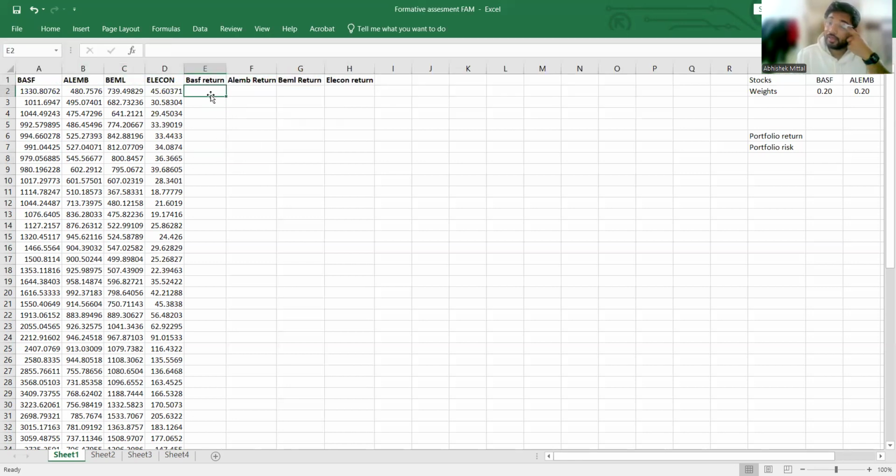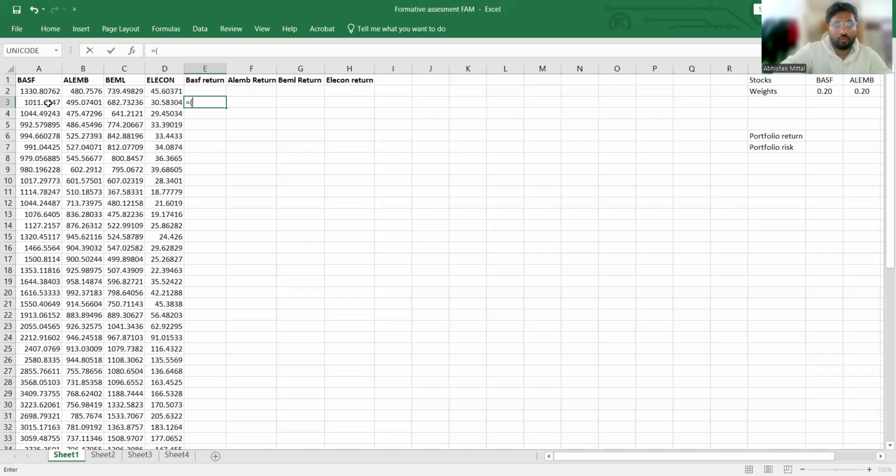So the question arises, how do we calculate it? The first column is empty because in the first month, the first year, there is no return. We start in the second column. If you start any formula in Excel, you start with the equal sign. First we calculate the BASF return. The formula is B2 minus B1 upon B1, into 100.